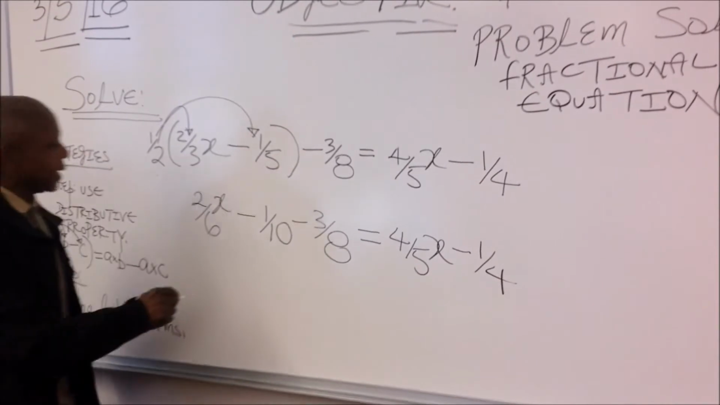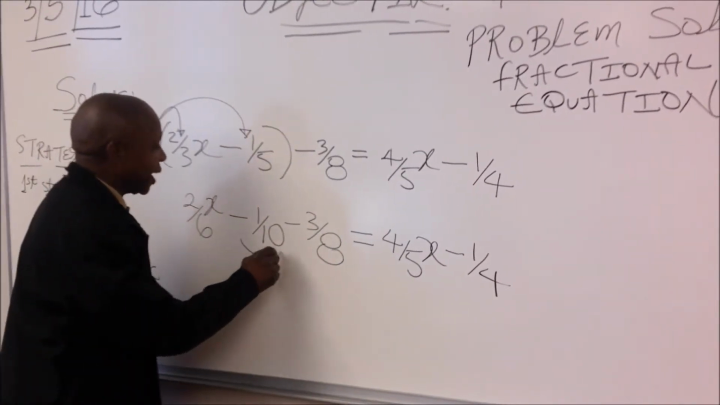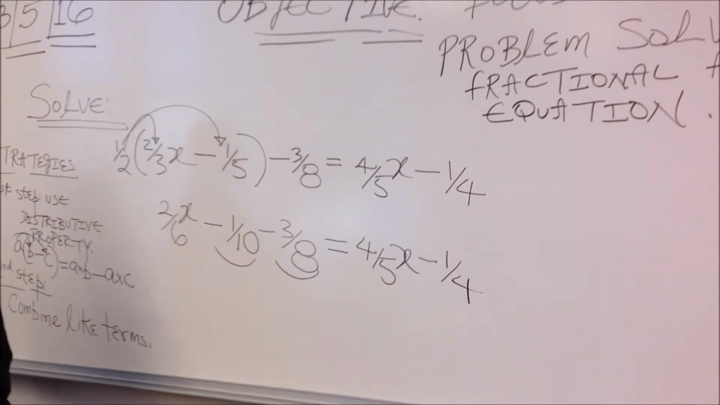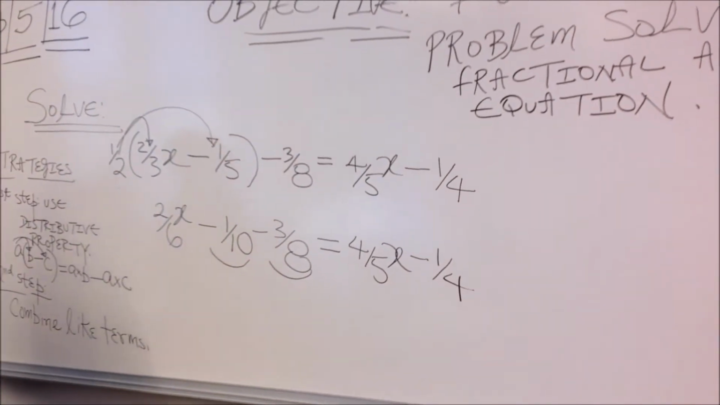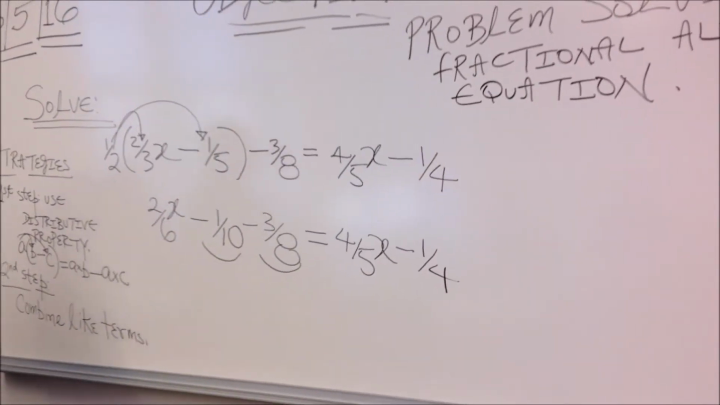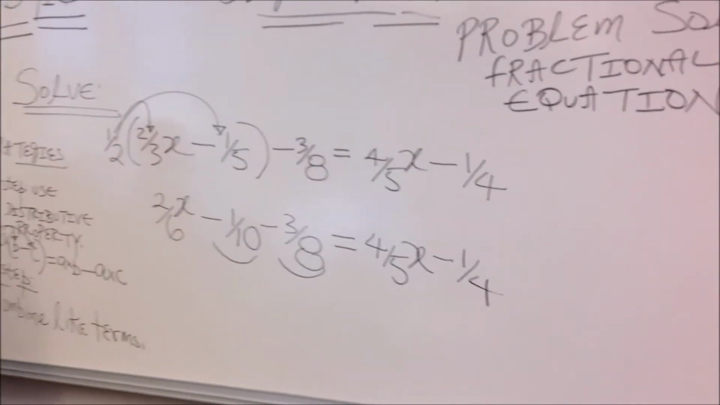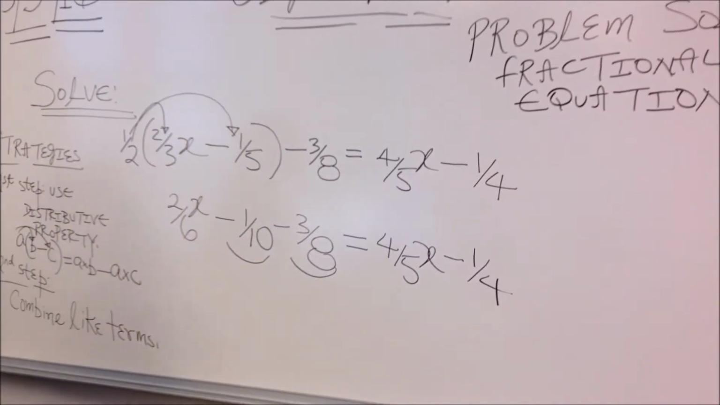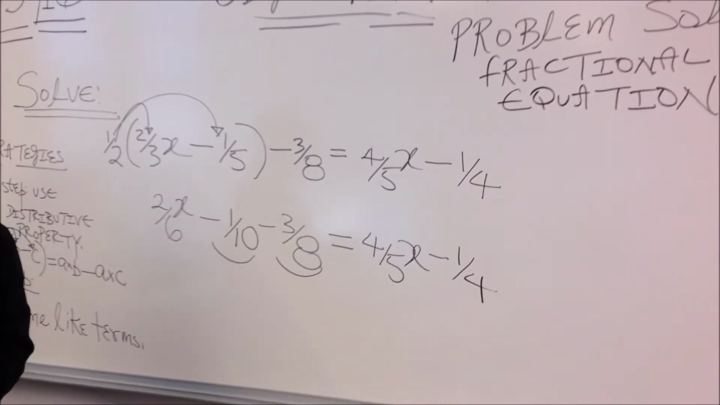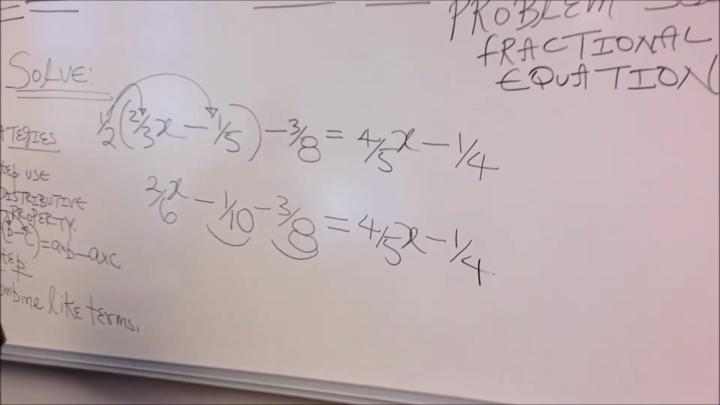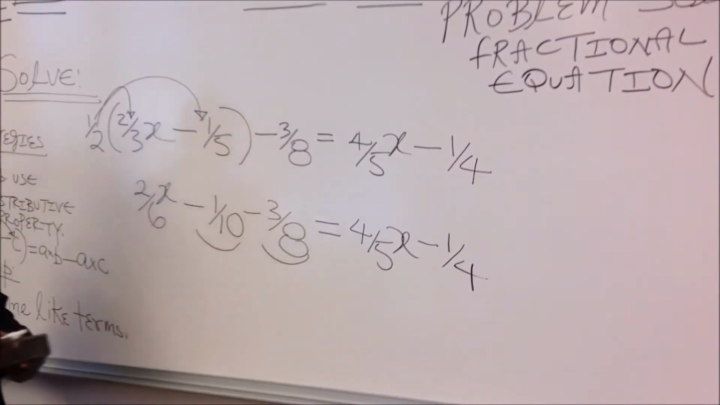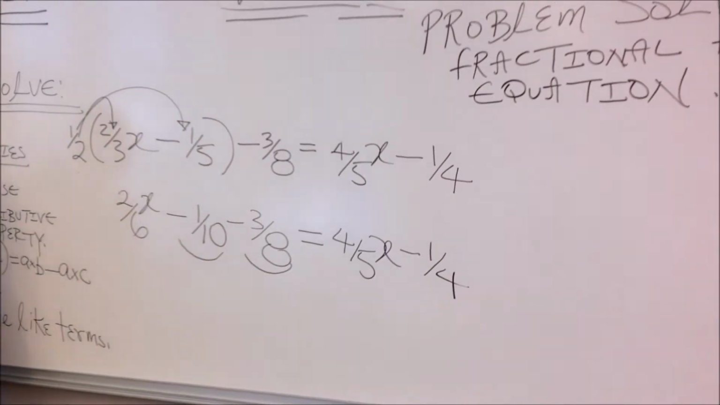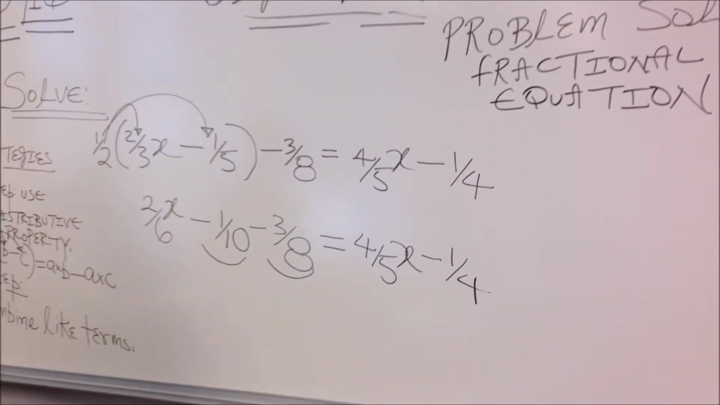So we're going to combine the negative 1 over 10 with the negative 3 over 8. What is the rule in combining two fractions through subtraction? It has to be the same denominator. We must have the same common denominator. So what is the common denominator of 10 and 8? 80. Any other smaller number? 40.